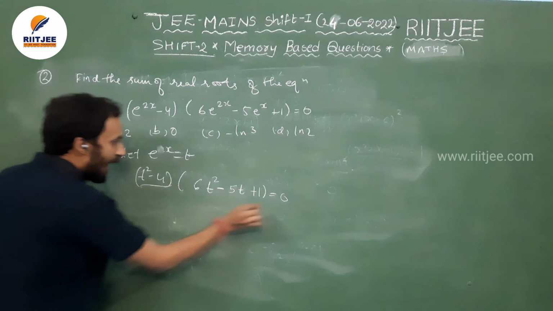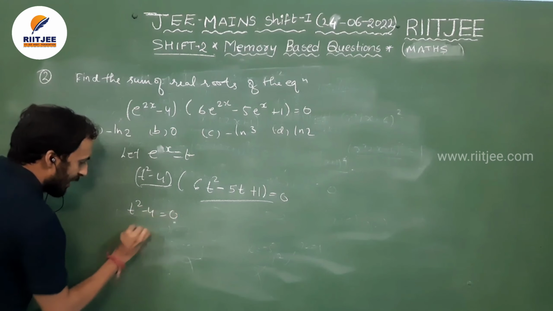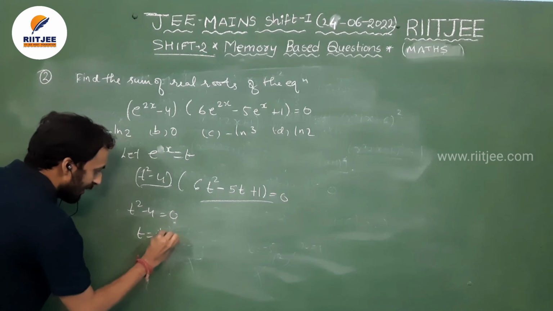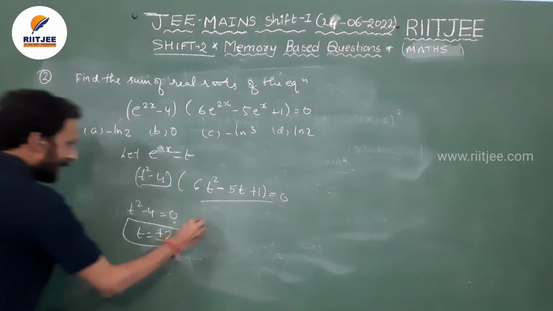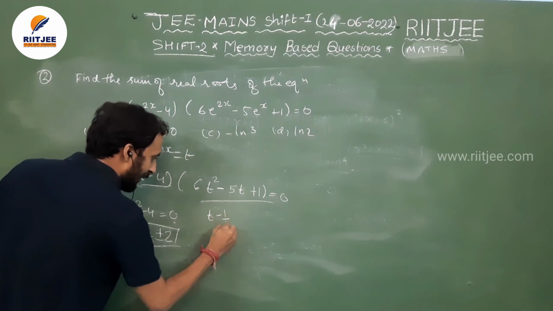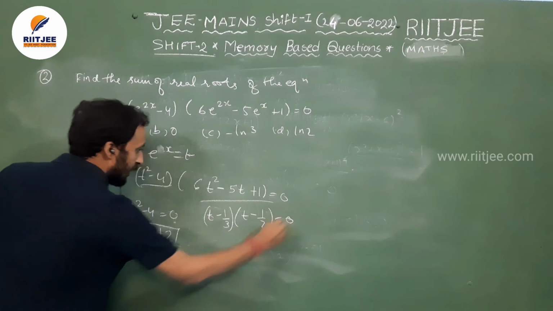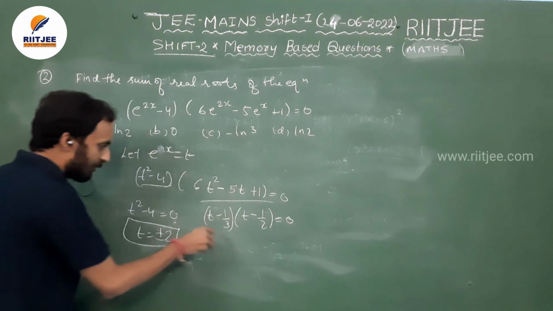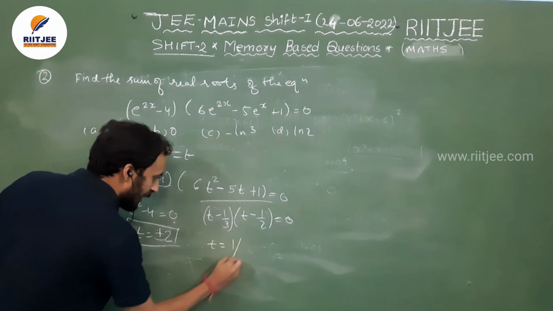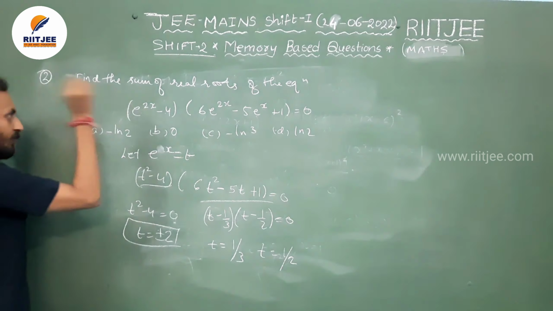Now these two factors are equal to 0. One is t square minus 4 equal to 0, that is t is equal to plus minus 2, right? And now from this factor what will I get? It is nothing but t minus 1 by 3 and t minus 1 by 2 equal to 0, right? So we took out two factors from 6t square minus 5t plus 1. So I got another two values, t is equal to 1 by 3 and t is equal to 1 by 2. So now what is the value of t we have left?